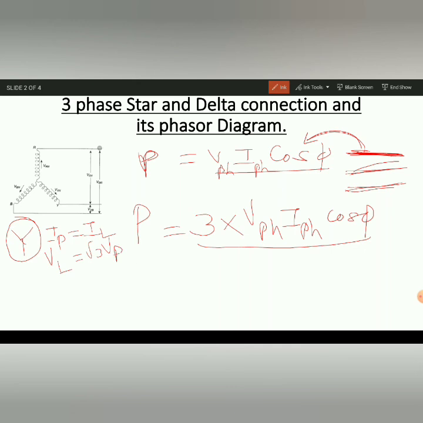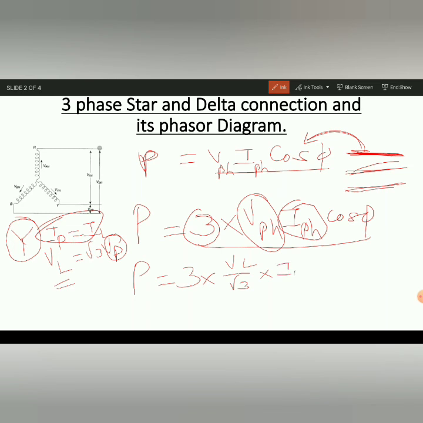Okay, now let me write the same power in terms of line quantities. So here 3, here the phase voltage will be line voltage by root 3, so VL by root 3. Now phase current and line current are the same, so Iph can be written as IL, and then cos phi. Now this 3 can be written as root 3 times root 3, and one root 3 will be cancelled. So P equals root 3 VL IL cos phi.